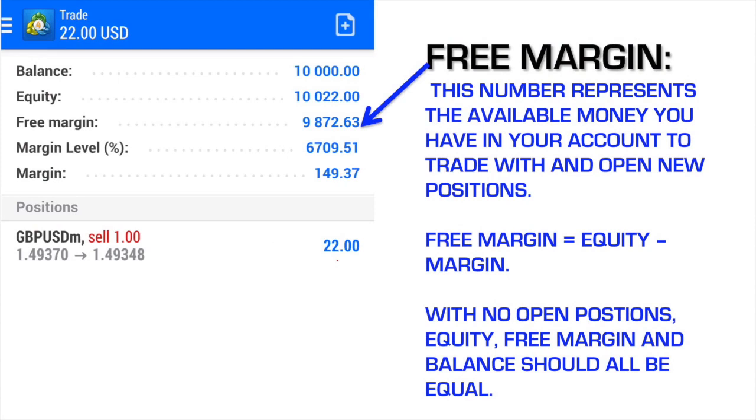Underneath your equity is this thing called free margin. This number represents the available money you have in your account to trade with an open new position. So if you've got several positions open, this free margin is going to go down. It shows you how much money you actually have available to take on new trades. All right. Now, here's the thing. If you happen to have multiple trades going, your free margin is going to go down.